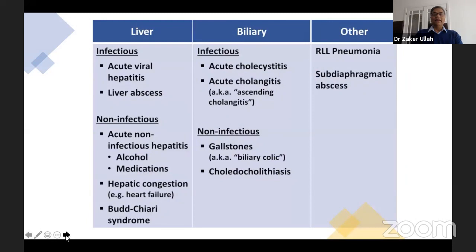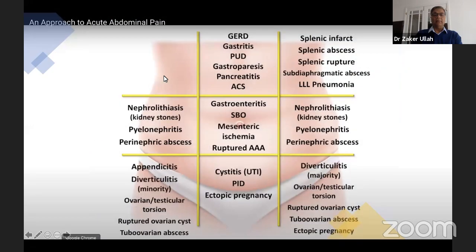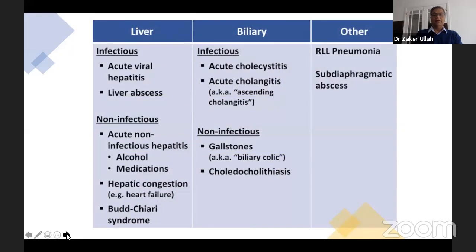Now, if I go to right hypochondriac, you have seen in that previous picture, I intentionally left that area empty, the right hypochondriac area, because there are quite a lot of things that can happen there. It can be coming from the liver, biliary tract, or other areas.